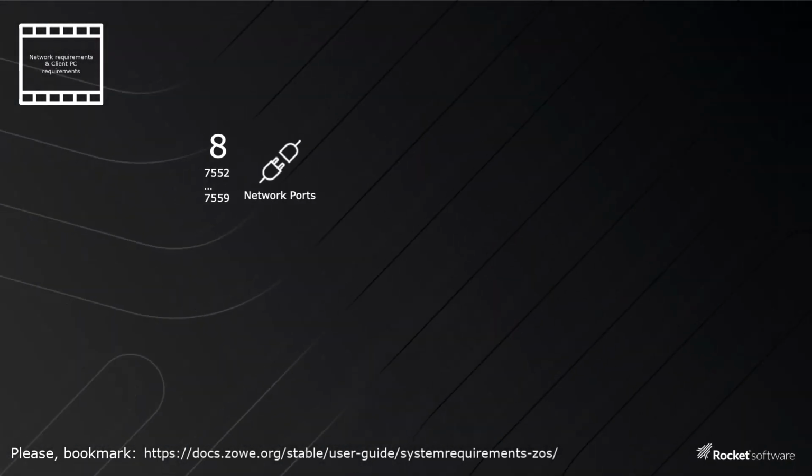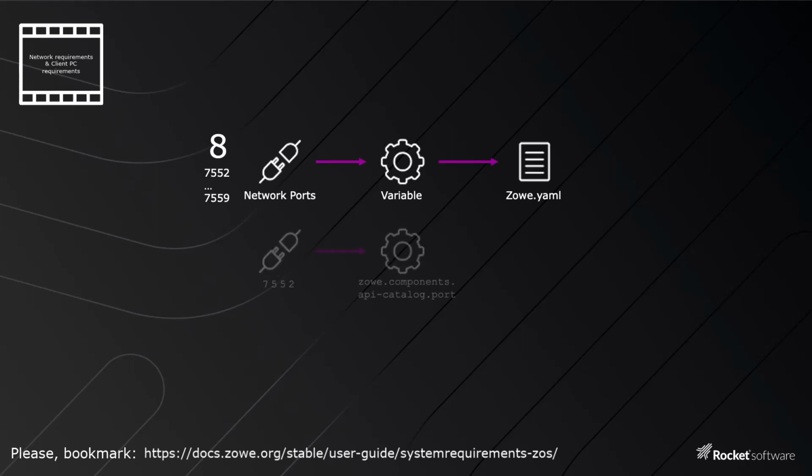Zowe requires a minimum of 8 network ports. By default, port numbers range from 7552 to 7559. The port numbers are assigned to a variable name in the Zowe YAML file and can be changed there. Here are some examples.